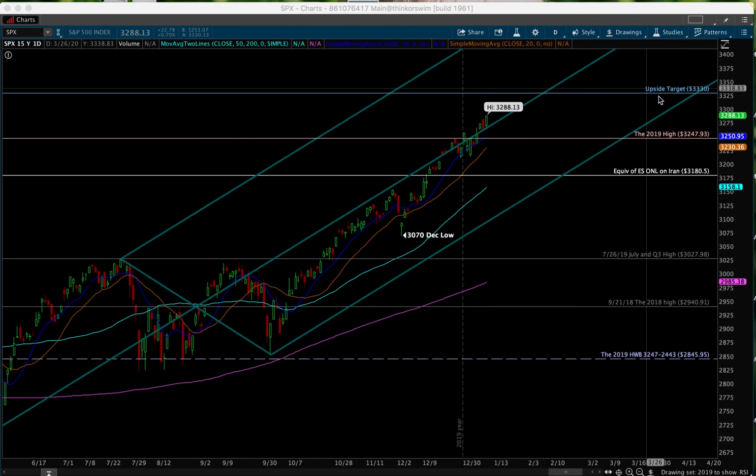and then still go after this 33.30, because I think that as long as we hold out above this median line of this bull fork on a closing basis, we're going to keep on heading higher.